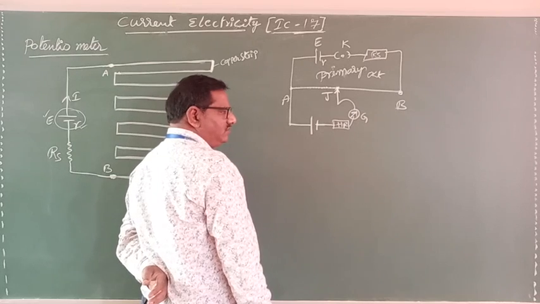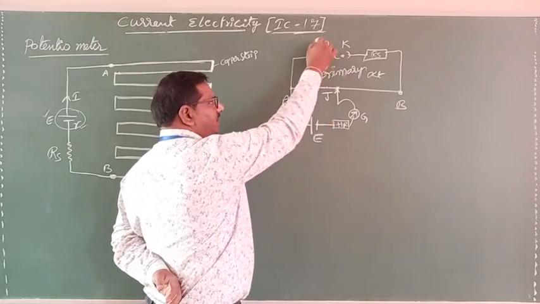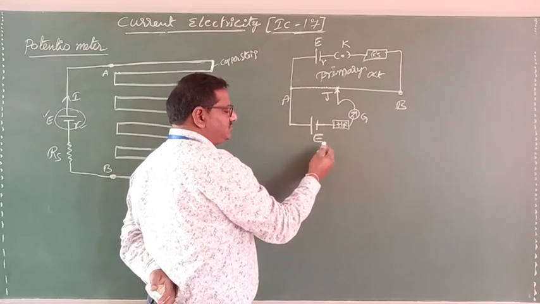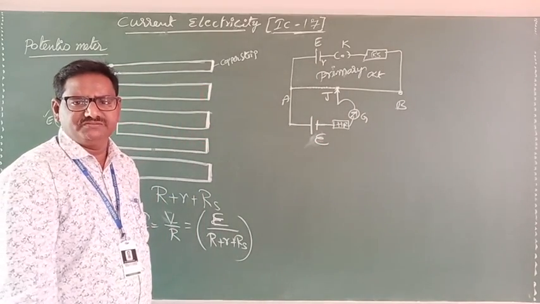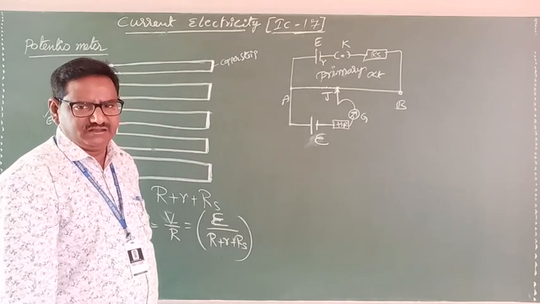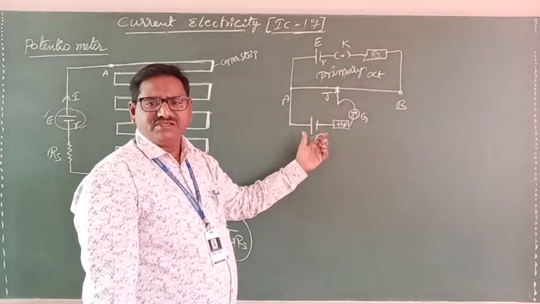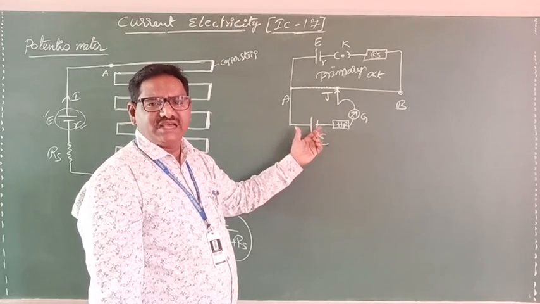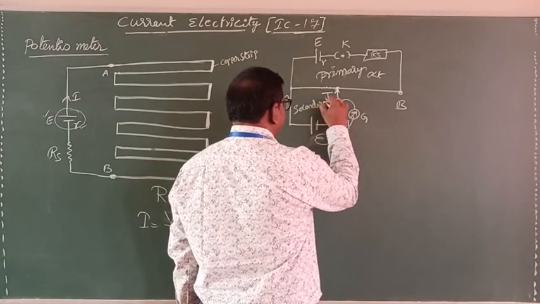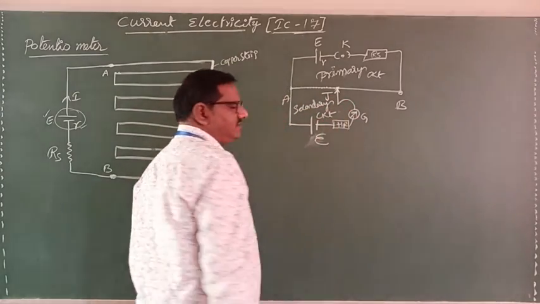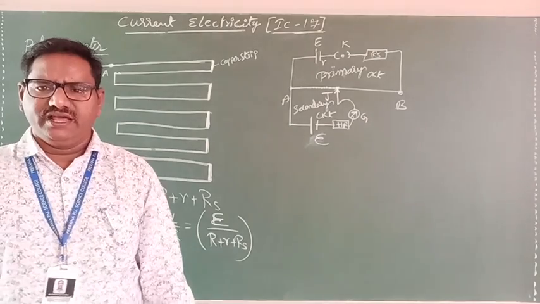Then what we can measure here is the EMF of the cell E. Here, just to show the difference, I am writing it like this, EMF E, to identify it easily. This primary cell is used only to flow the current in the circuit, and the cell whose EMF we want to measure must be connected in a secondary circuit. So this is called the secondary circuit. So potentiometer consists of two circuits. One is the primary circuit, the second one is the secondary circuit. Clear?